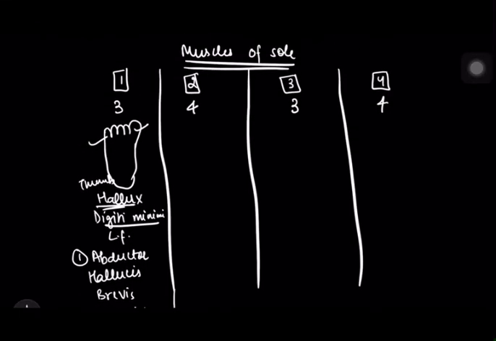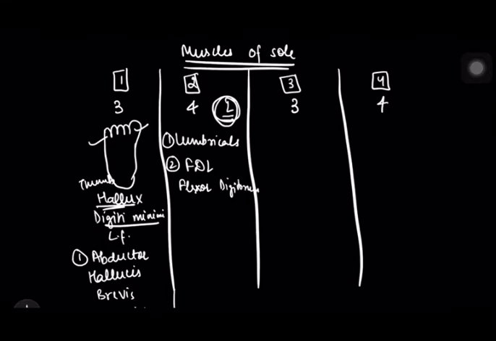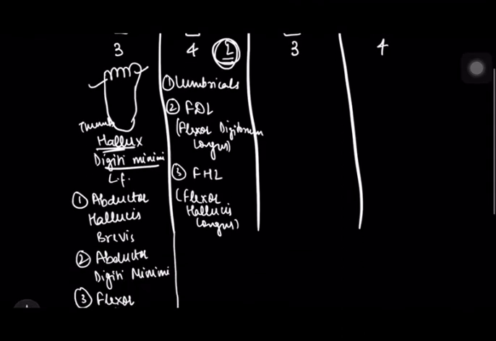For the second layer, we have to keep in mind that all the muscles are related to the letter L. How? First, we have lumbricals over here. Then we have FDL, which is flexor digitorum longus. Then we have FHL, flexor hallucis longus. And at last, now we have 3 L's already.